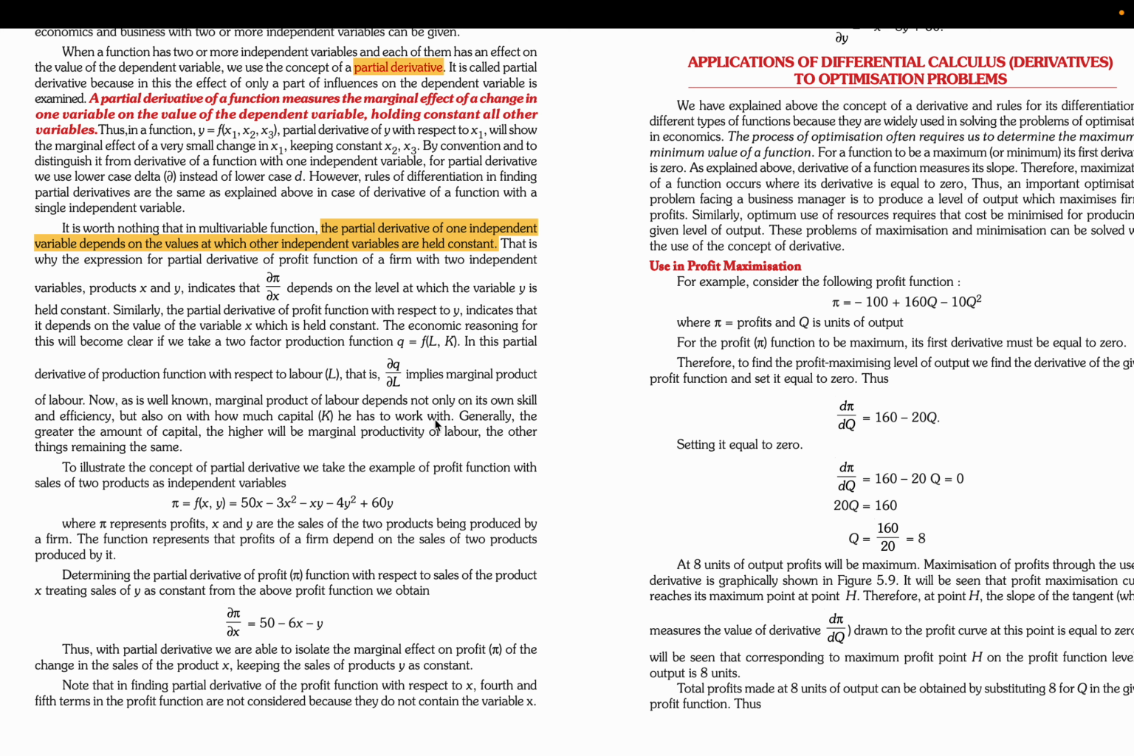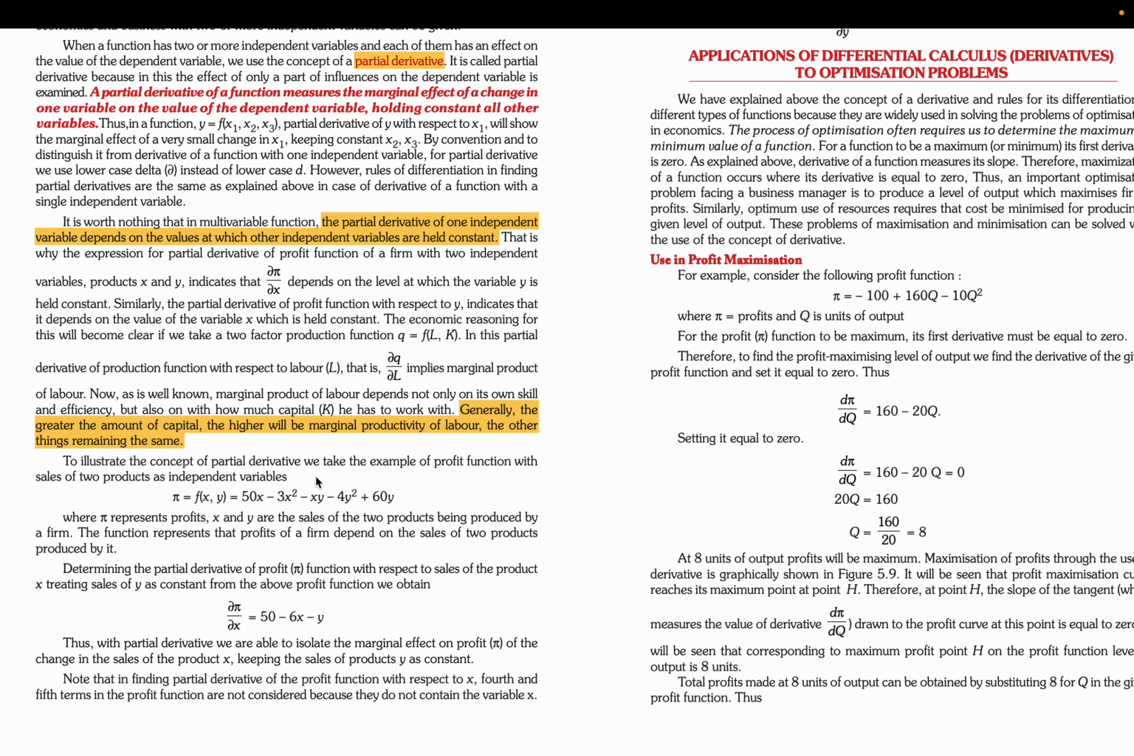So if I can work with two machines at once but I am given only one, then whatever marginal product I'm giving is going to depend on that particular level of K as well. Generally, the greater the amount of capital, the higher the marginal productivity of labor. All the other things remain the same, of course: your skill, the money you're paid, everything.